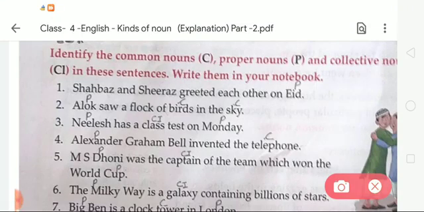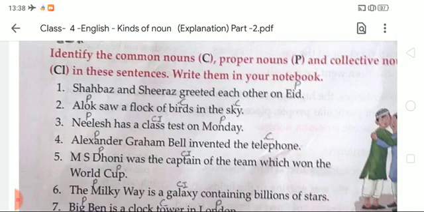Okay, for that we have to use C for common noun, P for proper noun, and CI for collective noun. We have to identify the common noun, proper noun and collective noun in these sentences and write them in your notebook. Dear student, first of all you have to do this given exercise in your book, and after that you have to note down this given exercise in your notebook.